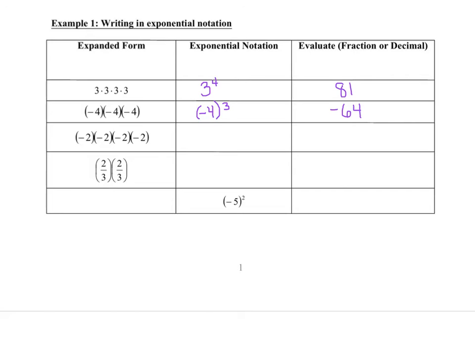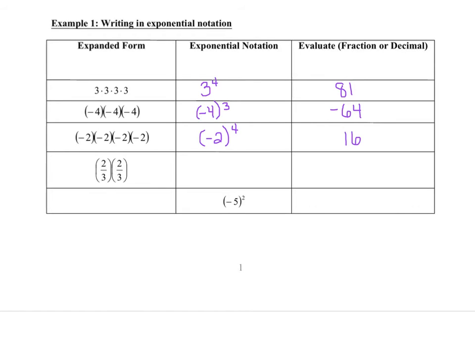Let's look at the third example. It says negative 2 times negative 2 times negative 2 times negative 2. Our base is going to be negative 2, in parentheses because it's negative. Our exponent is going to be the 4th power because it's repeated 4 times. Now let's evaluate. Negative 2 times negative 2 is a positive 4, times a negative 2 is a negative 8, times a negative 2 is a positive 16. Don't forget to follow your integer rules of multiplication.